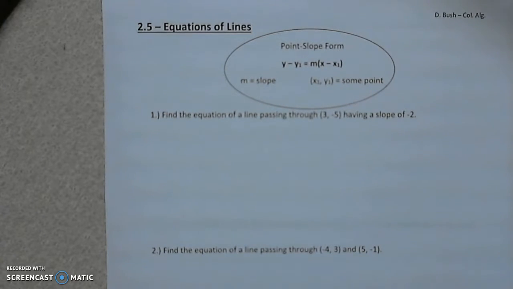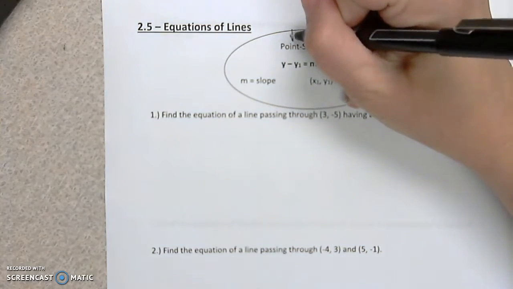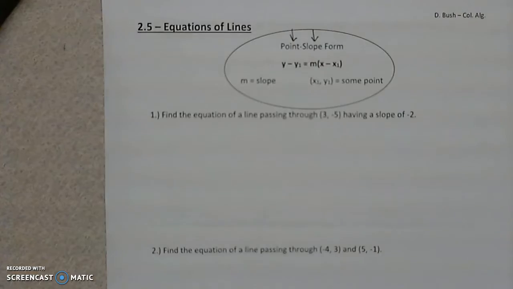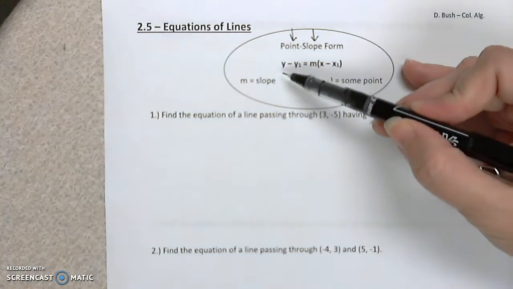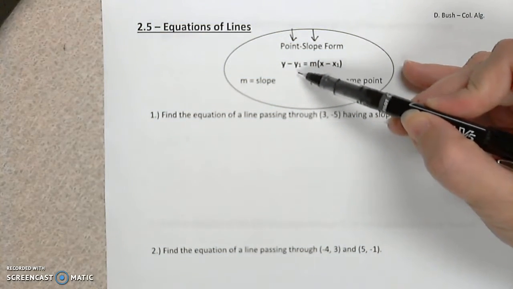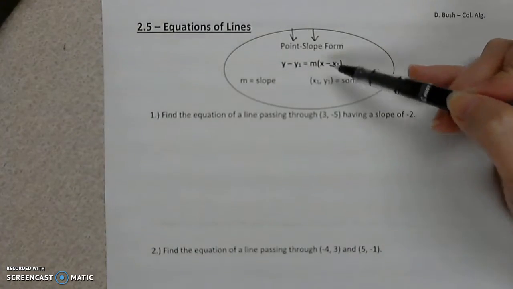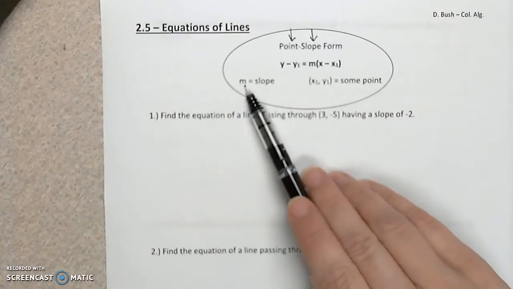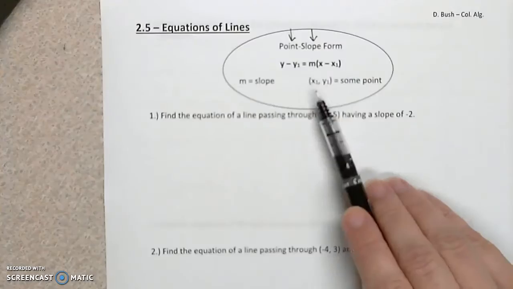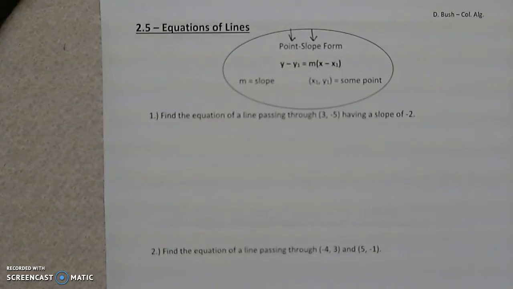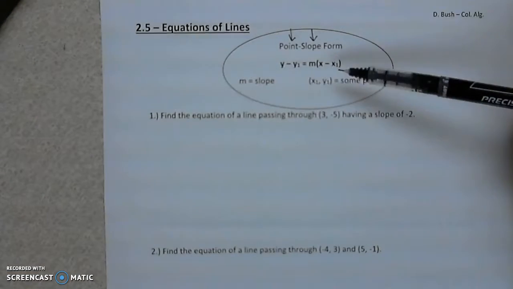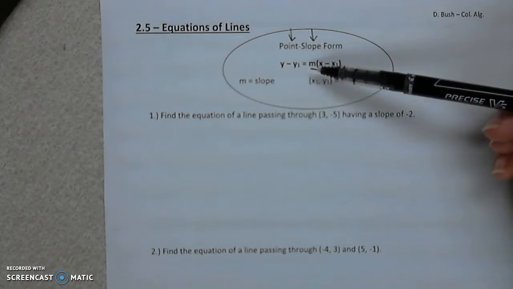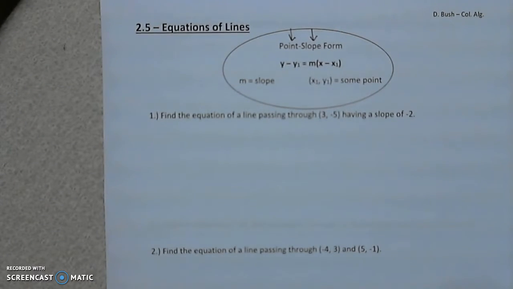So to write an equation in this form, you're going to need a point and you're going to need the slope. The point-slope form looks like this: y minus y sub 1 equals m multiplied times x minus x sub 1. Remember from the last section, m is always slope, and x1 and y1 are some point. We're going to take these three pieces of information, m, x1, and y1, and fill them in to this form and write an equation of some line.